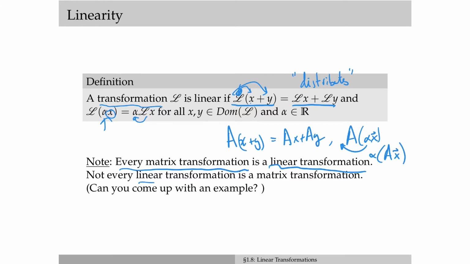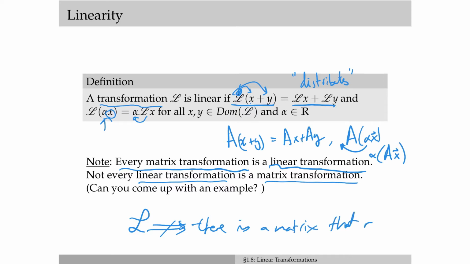Okay, now not every linear transformation is a matrix transformation. So just because I can craft up some L, it does not mean there is a matrix that represents L. Okay? So just bear that in mind. If I give you a matrix, then I can think of that as a linear transformation. But if I give you a linear transformation, that does not mean that I can come up with a matrix for it.